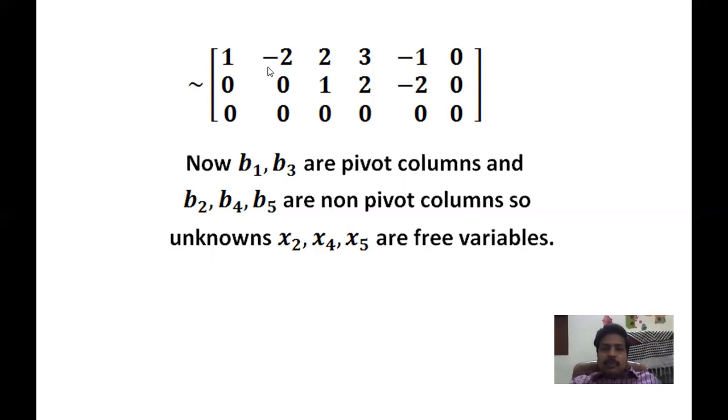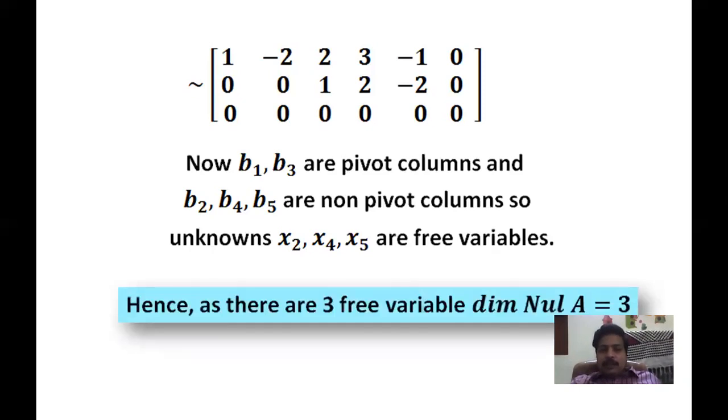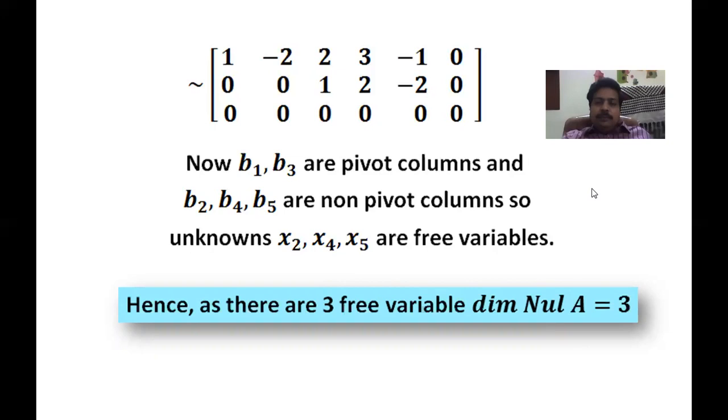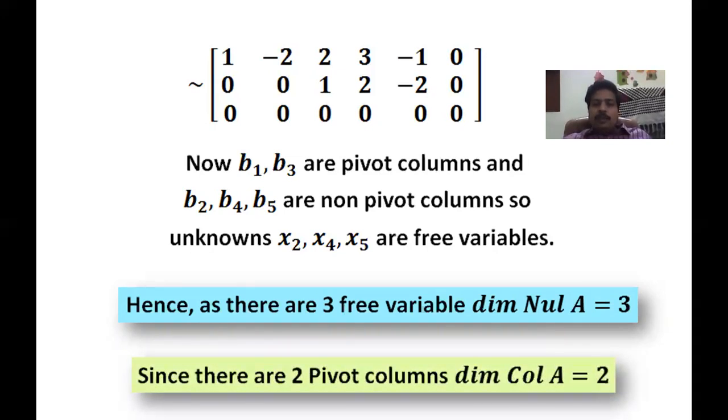So this is O. The remaining five columns are representing 5 unknowns. This is x1, x2, x3, x4, x5. So b2, b4, b5, these three non-pivot columns are related to the unknowns x2, x4, x5. So we'll get three free variables. Hence, as there are three free variables, the dimension of null space A is 3. And since there are two pivot columns, the dimension of column space A is equal to 2. So we can find the dimension of null space A and the dimension of column space A by reducing the given matrix into echelon form.